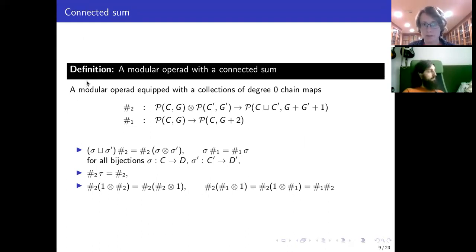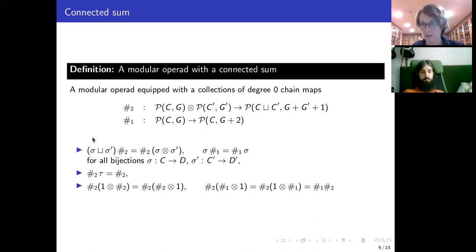And the modular operad with the connected sum basically is that you take the modular operad, as you've seen now in the previous slide, and you add there two new degree zero chain maps. One of them is basically taking two components and producing a new one where you raise the grading G by 1, and the other one is basically just raising the grading by 2.